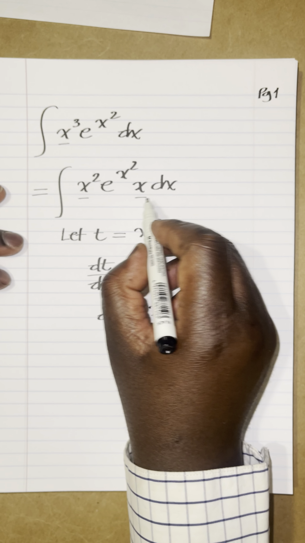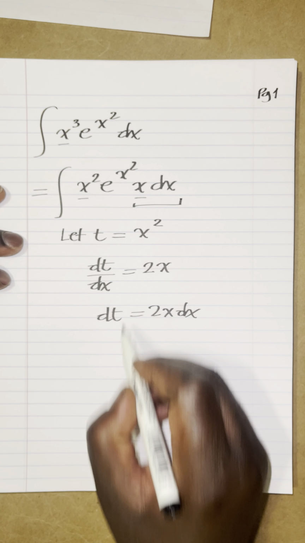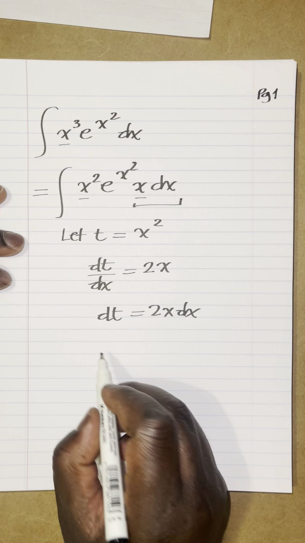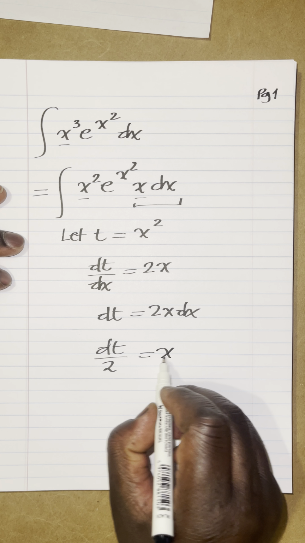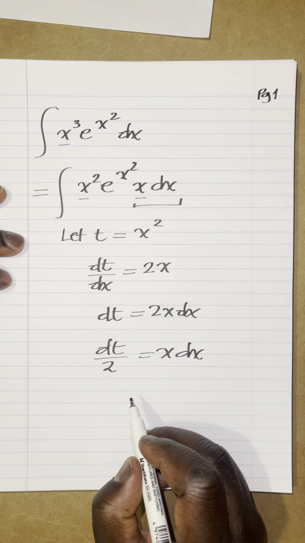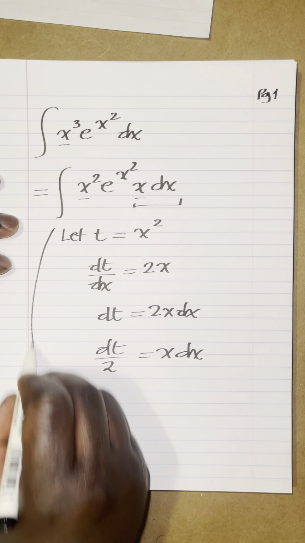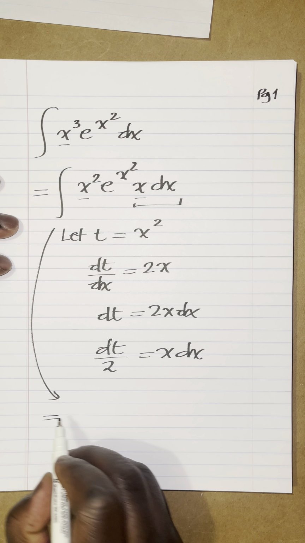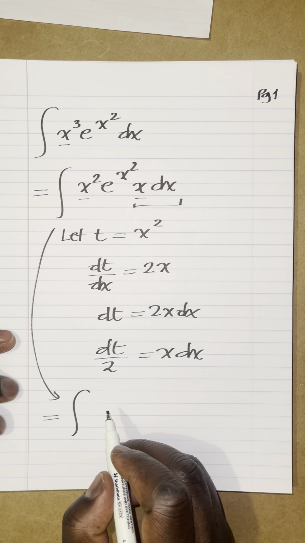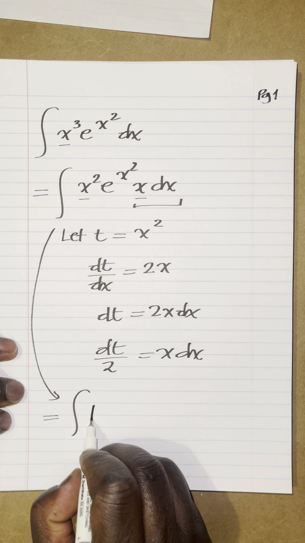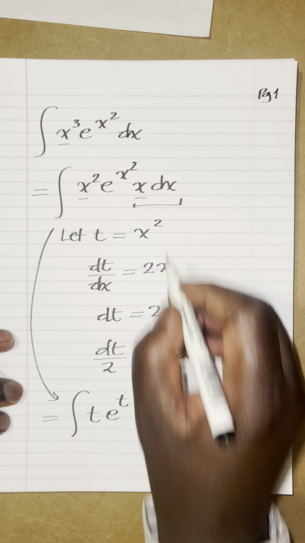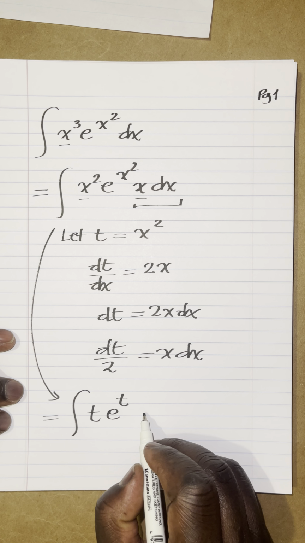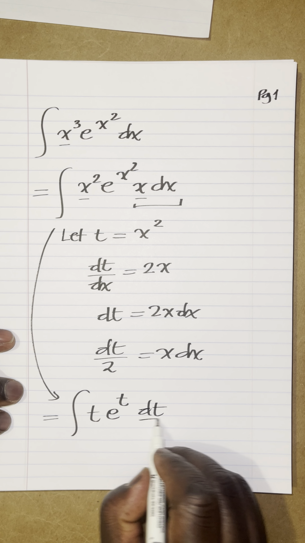But if I look at this part here, I have x dx. So I have to divide by 2 both sides. So dt over 2 is equal to x dx. Fantastic. Now, this integral therefore can be transformed as follows. The integral of where there is x squared, I'm going to put t e to the power t, and where I see x dx, I must put dt over 2. So times dt all over 2.